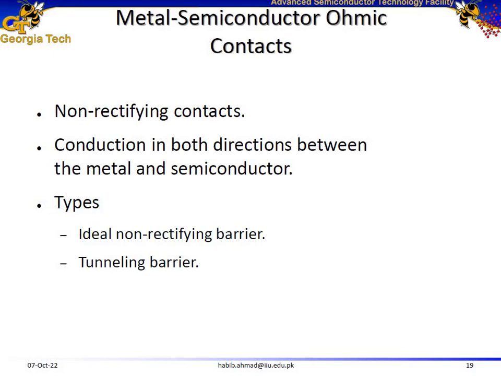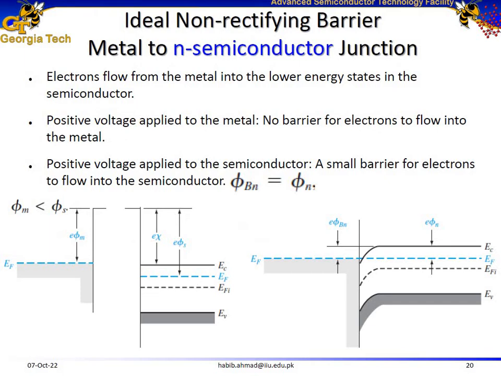On the other hand, non-rectifying contacts would allow current to flow from the semiconductor to metal, but also it's going to allow current to flow from the metal to the semiconductor as well, which means conduction of carriers in both directions, and that is the key property of non-rectifying contacts. There are two types of non-rectifying contacts. One is ideal non-rectifying barrier, and the second one is tunneling barrier. Consider a metal and a semiconductor, and then we place them together and form their junction.